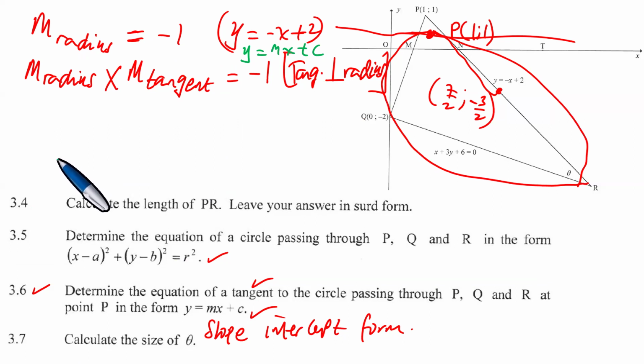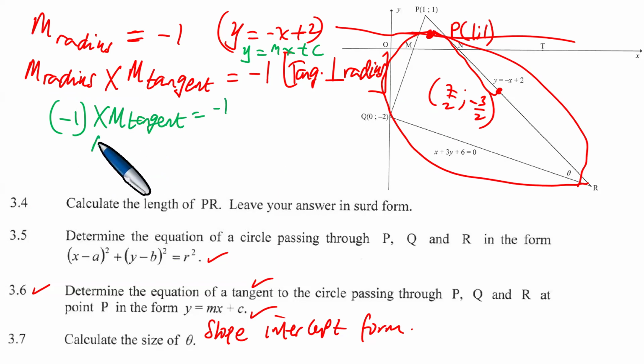Now, what do we do? We continue, and we want to find the gradient of the tangent. So we substitute here: for the gradient of the radius, you put a minus one, times the gradient of the tangent, equals minus one. You divide by minus one, or multiply both sides by minus one, getting a one.